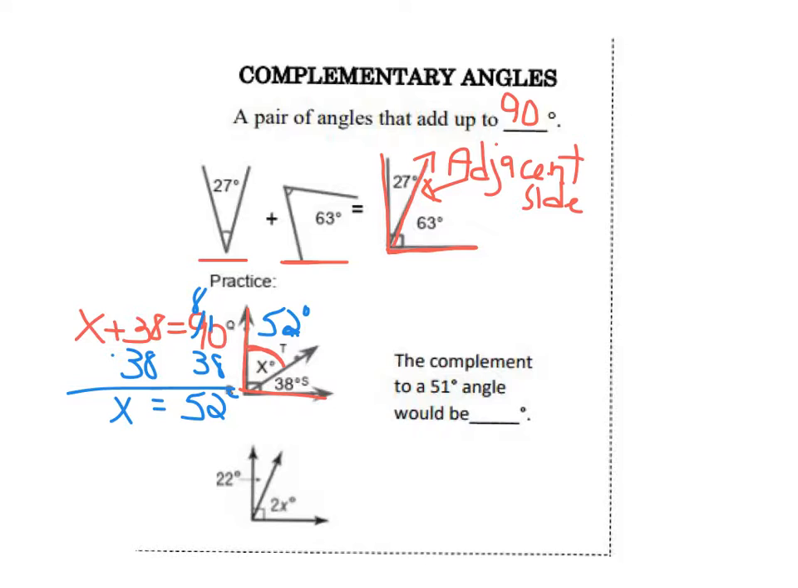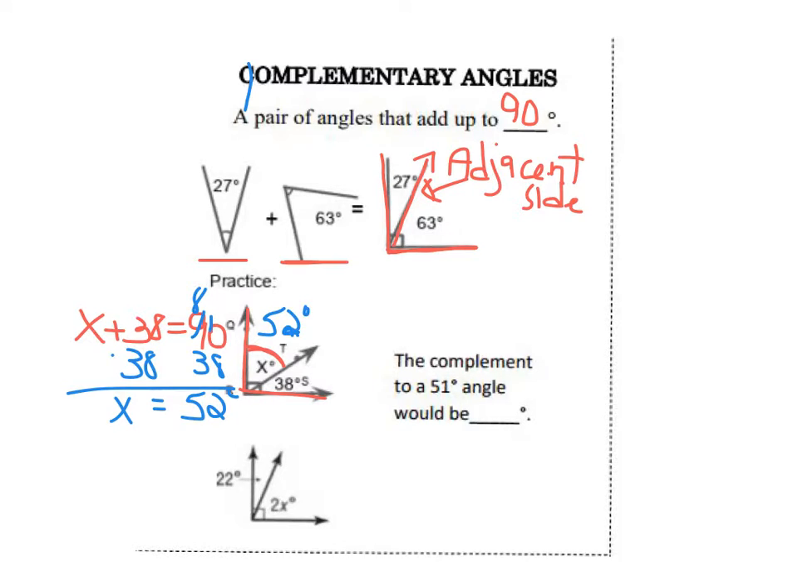Now, sometimes they won't give you a picture, but they'll tell you it's complementary. So make sure you understand that. And just so you remember, when you have a C, you could turn it into a 9, and that tells you it's 90 degrees. So when you have a C, it turns to a 9, and it's 90 degrees.